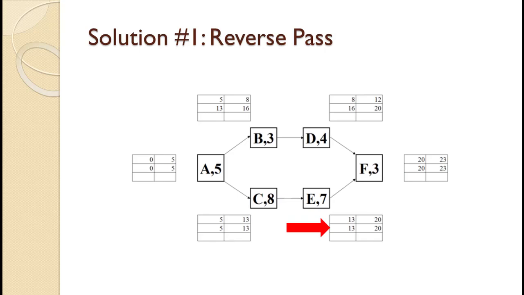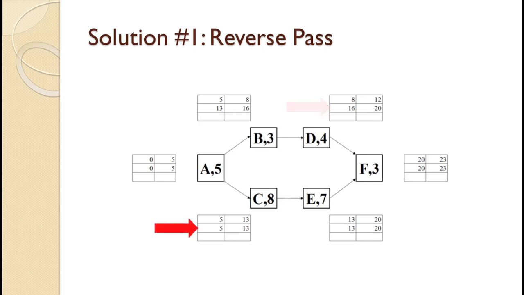Since activity F follows E, which has a late start time of 20, the late finish time for E is 20. For all activities, the late start time is just the late finish time minus the completion time. For E, 20 minus 7 equals 13. Activity D has one line coming in from the right from activity F. So, its late finish time is 20, and 20 minus 4 equals 16.